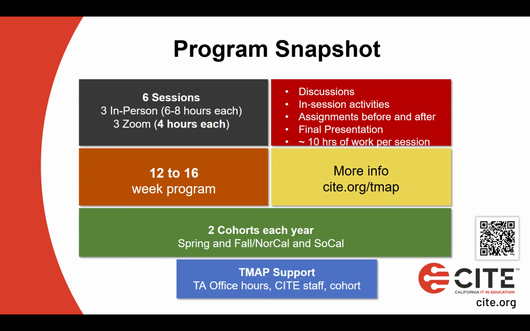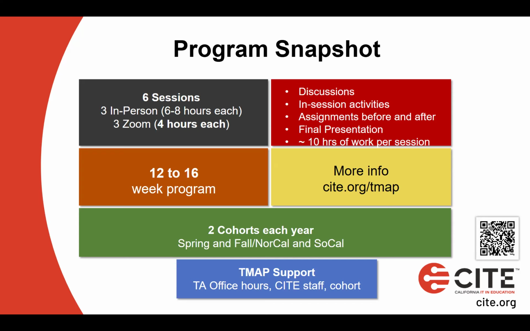TMAP ranges from a 12 to 16-week program. So depending on where TMAP dates fall, and what holidays are considered, you can expect to participate in the program anywhere from 3 to 4 months total. Each cohort has 6 different sessions that cover 5 modules. The reason it's split up that way is because one module, module 4, is actually a 2-part module. So in total, there are 6 classes that our cohort members experience.